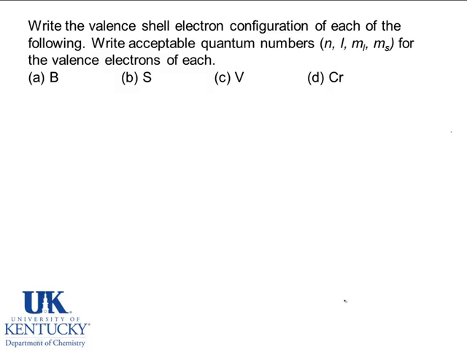For this problem, we are going to do the electron configuration of 4 different elements, and then we're going to look at the valence shell and do the quantum numbers for each electron in that valence shell. Let's begin with boron.